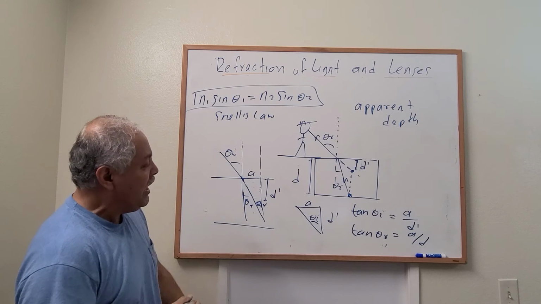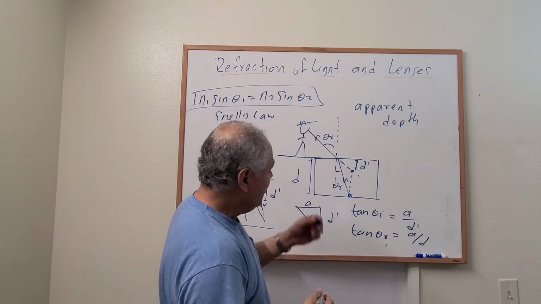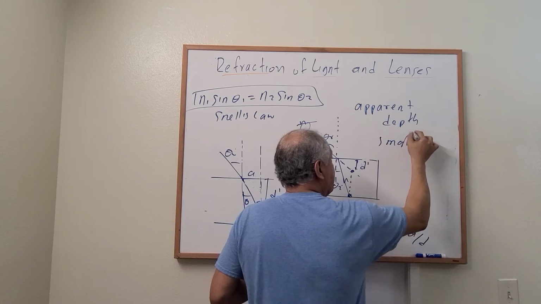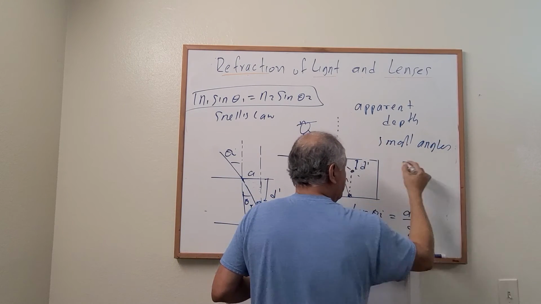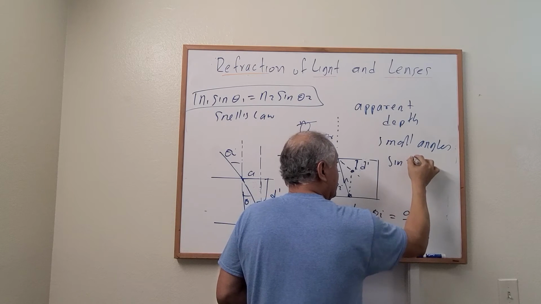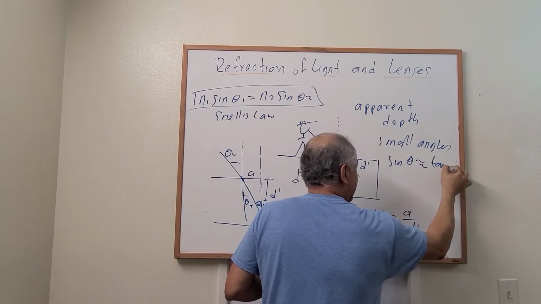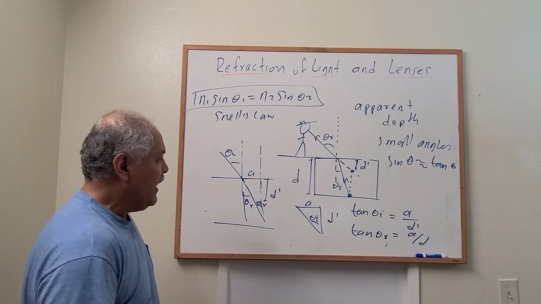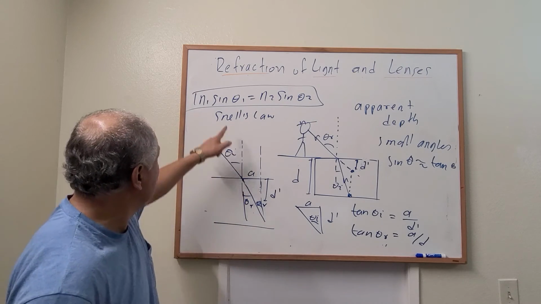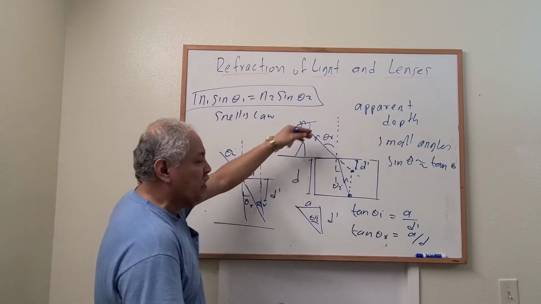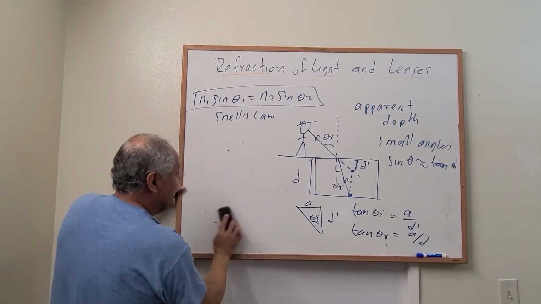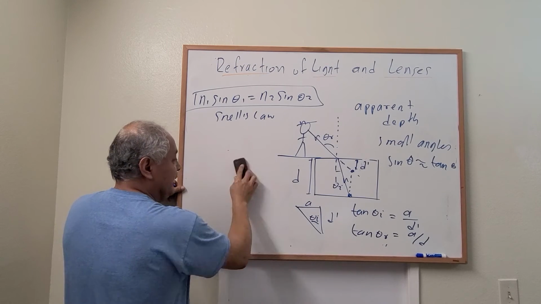Correct? Now, for small angles, sine theta is about tangent theta. Correct? Perfect. Now we can use Snell's law right here for this equation because we're dealing with refraction. Okay, let's do it.